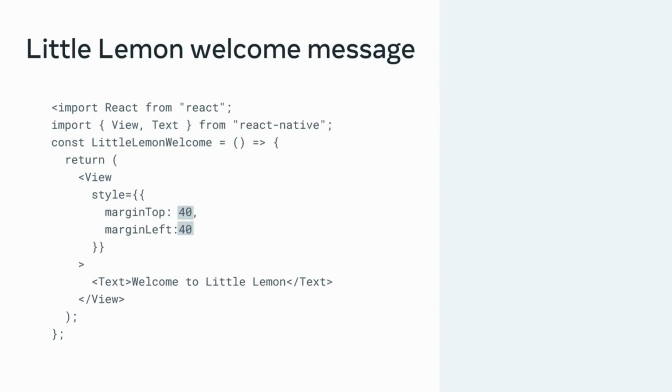For the styling, I have added two margin parameters, a 40 pixel margin on the top and a 40 pixel margin on the left. The outcome of these two parameters is that the text component displays the text on the screen within the view element and contains the margin on the top and on the left.